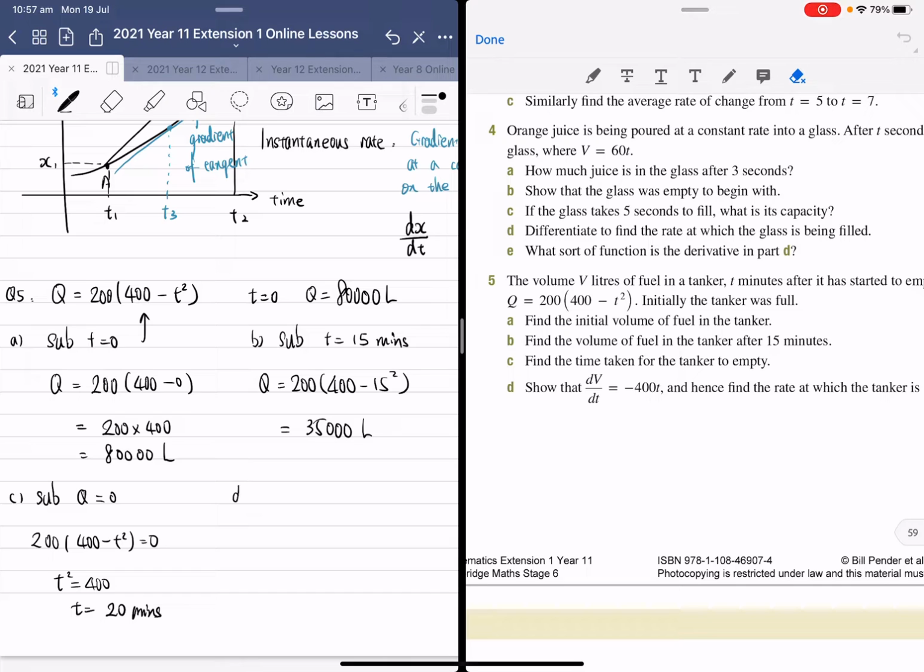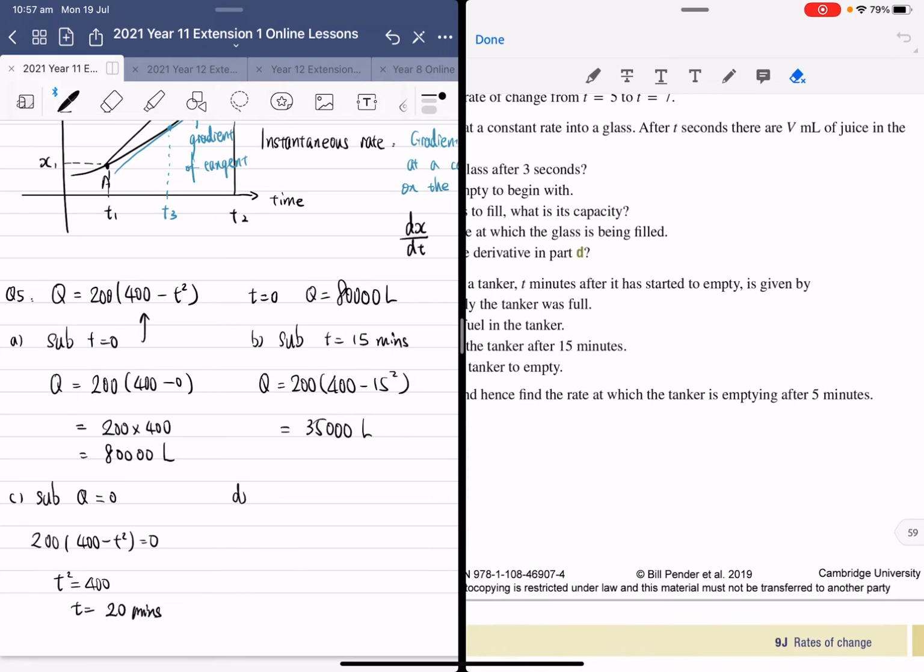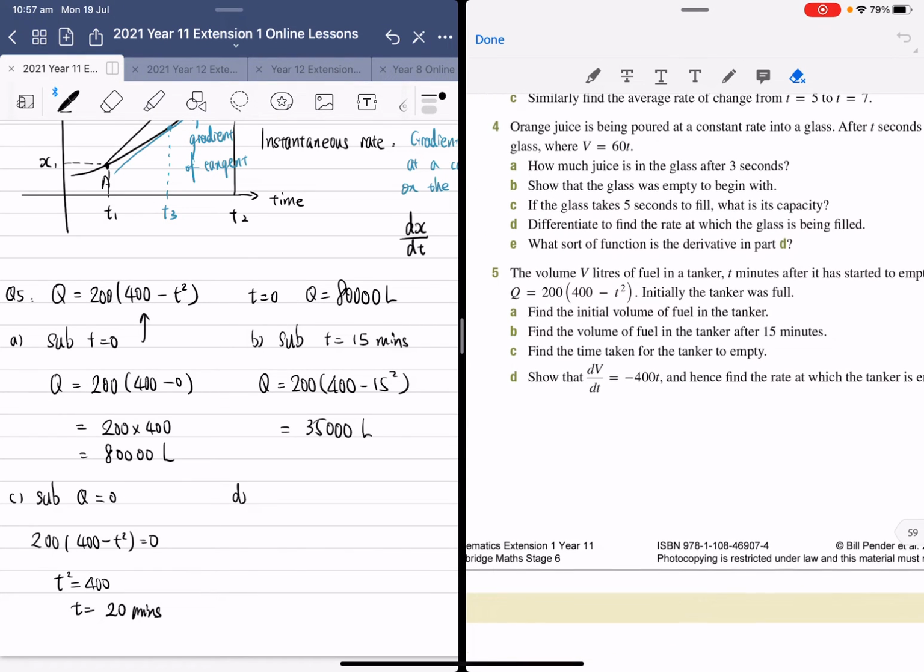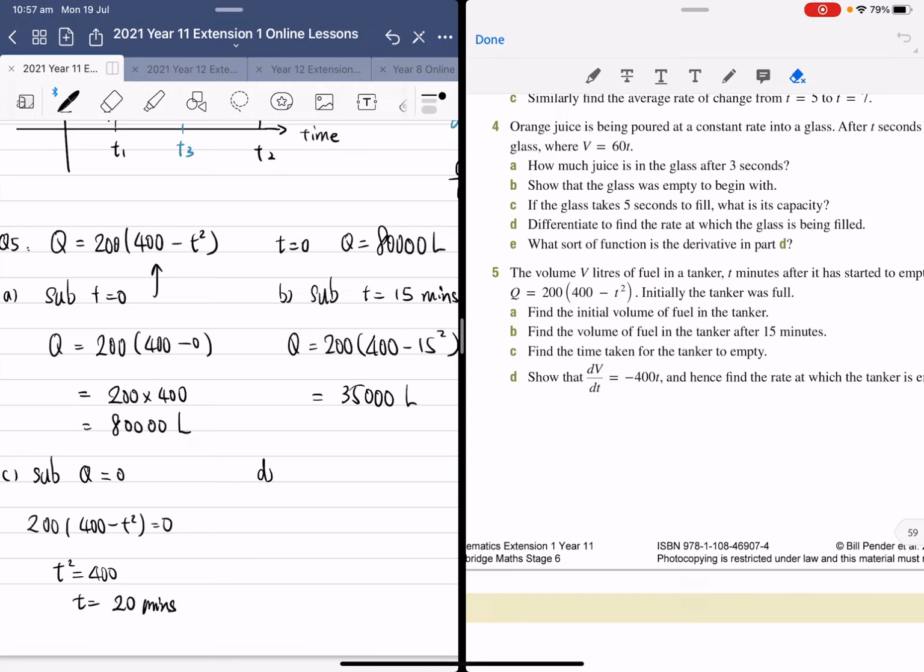Question D. Now we need to show that dV over dt, differentiating the function with respect to t, is equal to minus 400t. Hence, find the rate at which the tanker is emptying after 5 minutes. So we need to find the instantaneous rate at time equals 5 minutes, and we also need to show dV over dt is equal to negative 400t. How do we show that? We need to differentiate the function.